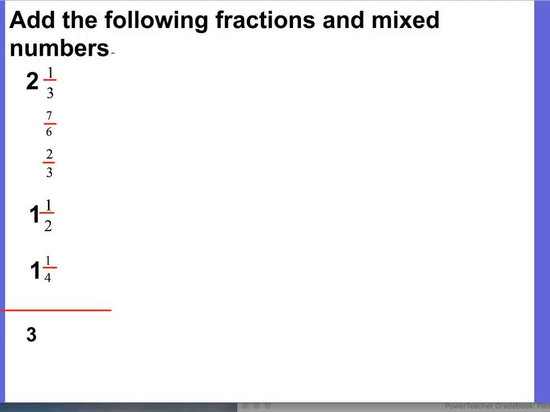Okay, so I'm looking at the denominators of 3, 6, 3, 2, and 4. And the first multiple that all of these denominators would share is 12. Hopefully that's what you found also. Okay, 3 times 4 is 12, 6 times 2 is 12. And we've got reverses, 4 times 3, same thing as 3 times 4. But 12 is going to be a common denominator. So once you've found that, then you needed to make your equivalent fractions.